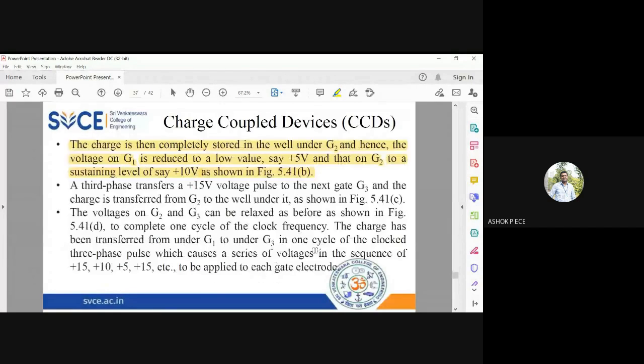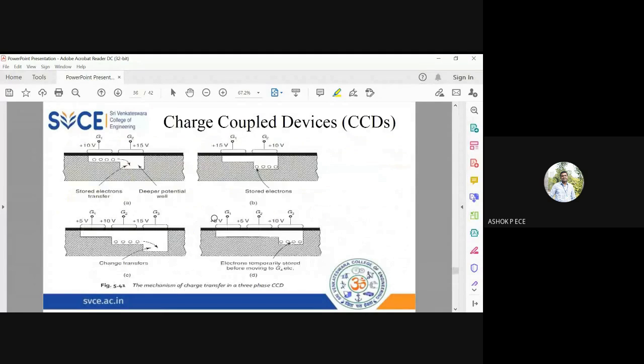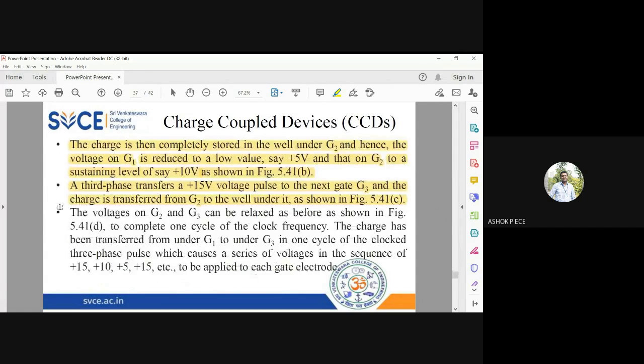So now you see the third phase applies a plus 15 volt pulse to the next gate, and the charge is transferred fully from G2 to G3. After charge transfer takes place, you have to stabilize the voltage. So G3 will be made 10, G1 and G2 will be made 5 so that the charge electrons will not escape from the potential well. You can even apply other voltages to G4, G5 so that you can keep on moving the electrons from one place to another place. So voltages on G2 and G3 can be relaxed. You have to complete one cycle of clock frequency. The charge has been transferred from G1 to G3 in one cycle of clock pulse.